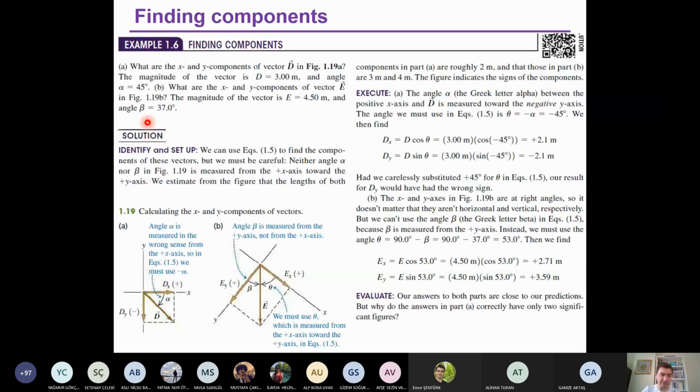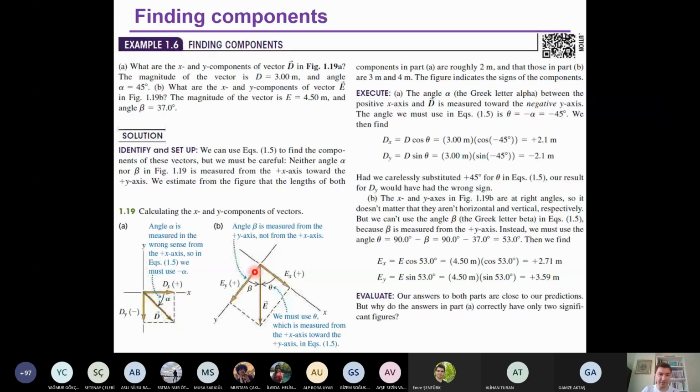This is the angle from the x-axis to the d vector here. But look at the coordinate system. The x-axis is this one, the y-axis is this one, and alpha is from positive x to the negative y. If you use that alpha value in your calculations, you will get a wrong result. I will explain why.